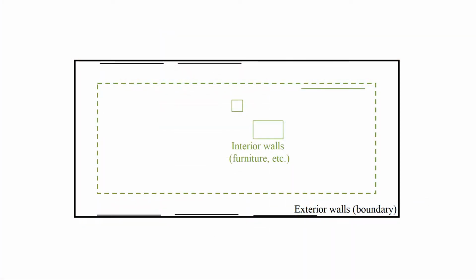Both in real-life problems and in an Odeon model, surfaces have different acoustic behavior depending on whether they are a part of the room's boundary, in which case they are considered exterior walls, or if they are part of objects in the room, in which case they are considered interior walls.